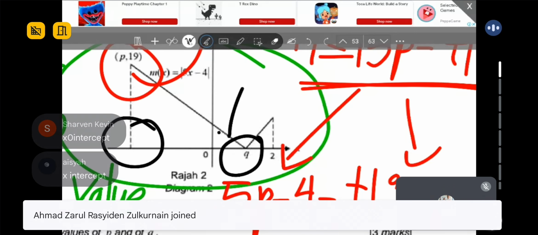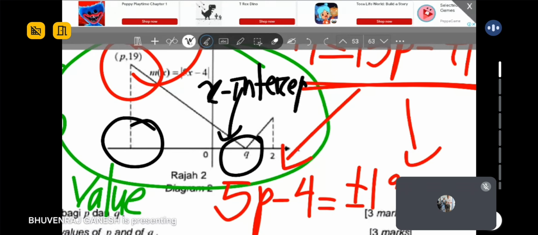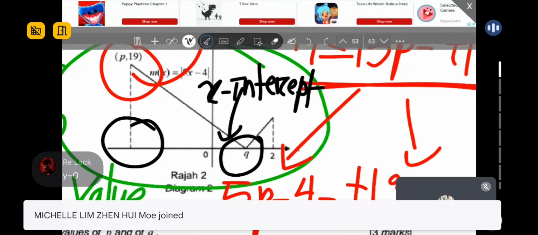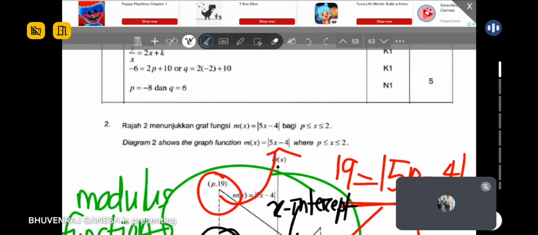Yes, very good. Okay, we call this the x-intercept, or pintasan x dalam bahasa Melayu. So guys, how do we find the x-intercept? Macam mana cari pintasan x biasanya? What is the assumption? Apa anggapan kita? Yes, very good. Okay, y equal to 0. So that means you substitute m(x) equal to 0.